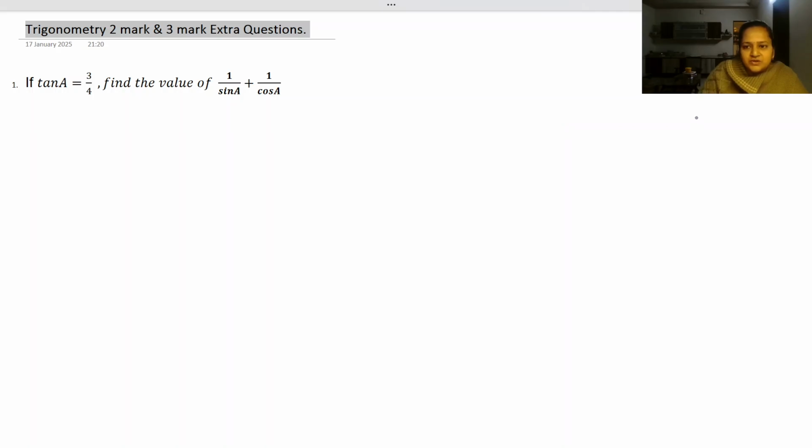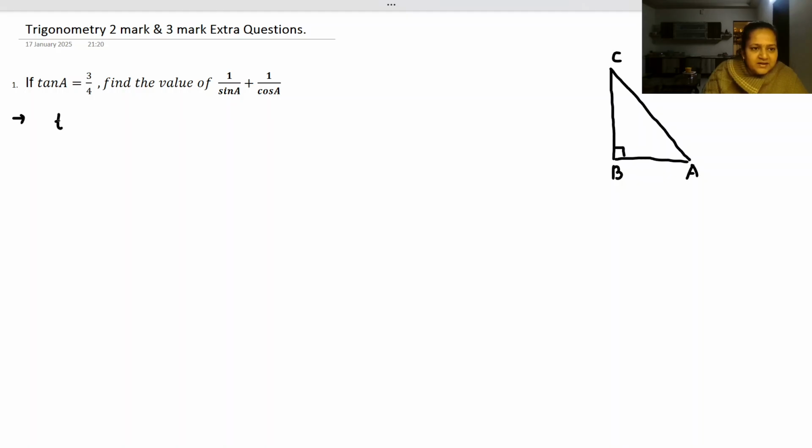When we wish to do such a question, the better option is that we draw a triangle. We are going to draw a right angle triangle, children. We are talking about angle A, so definitely the 90-degree angle is not A. So either you can choose this as angle A or this as angle A. Suppose I'm choosing this as angle A. Then this could be B and this could be C. The question gives us that tan A is 3 upon 4.